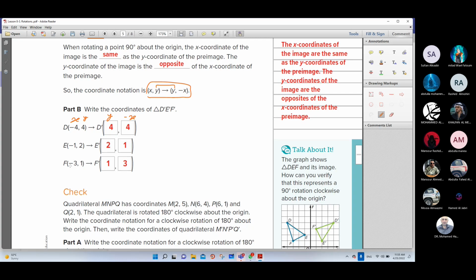-3, what is the opposite of -3? It will be 3. Put it in the y place, and keep the y and put it where? In the x place. This is the rotation using the angle 90 degrees clockwise about the center (0, 0), or about the origin.